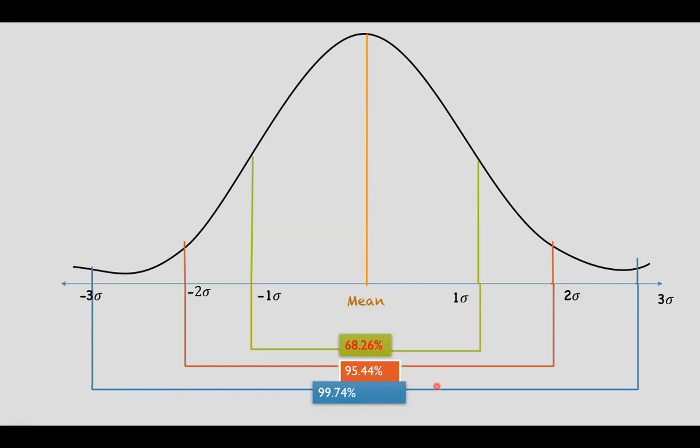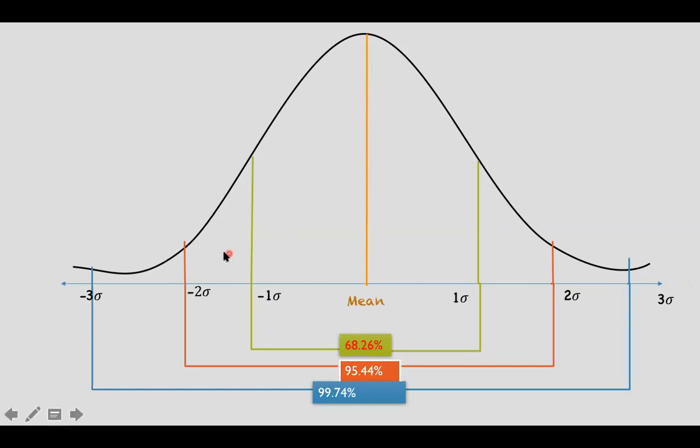Now this is about -2 to +2, and roughly we can say these are the whole numbers. Now it comes to mind what will be the distance between these two, or what will be the percentage of cases between these two. As far as this mean value is concerned, it divides the curve into two equal parts, so this area is equal to this area.